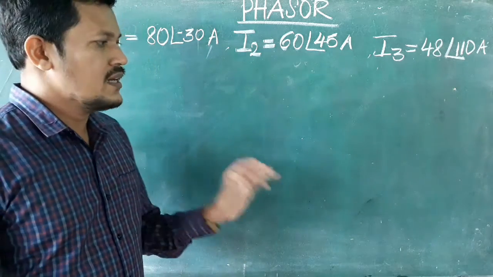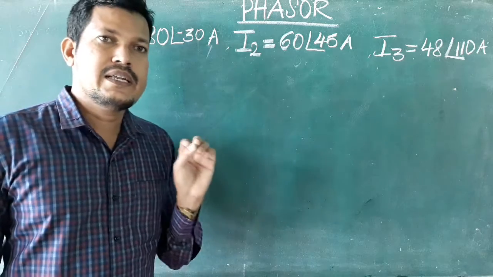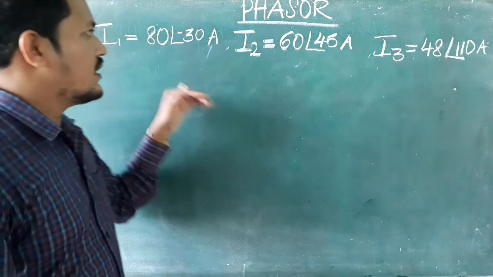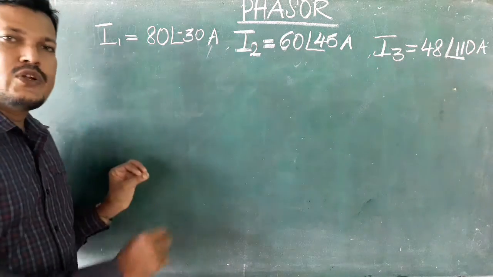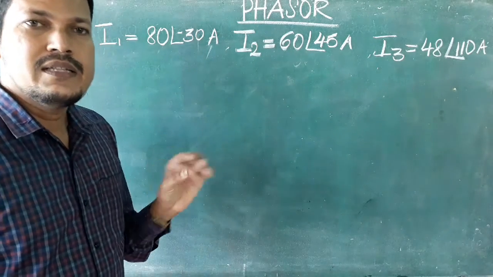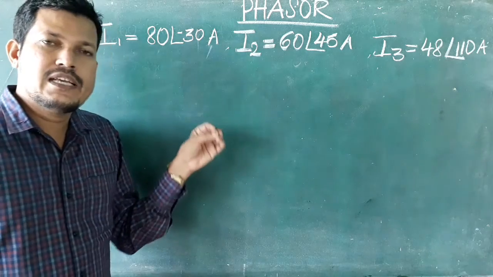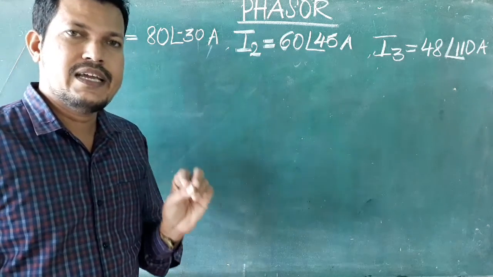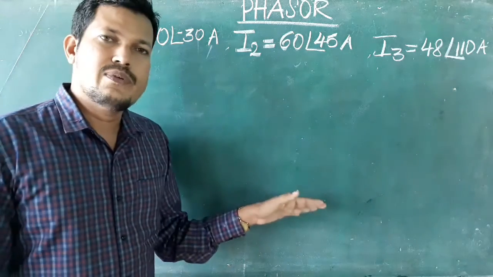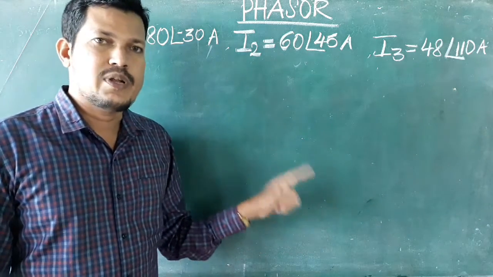The same answer we will get by doing the trigonometric form also. So here I am using the trigonometric formula. Then I am going to add all the x components and the y components. Then we can find directly the rectangular form of the answer. Then we can convert again the rectangular to polar form.